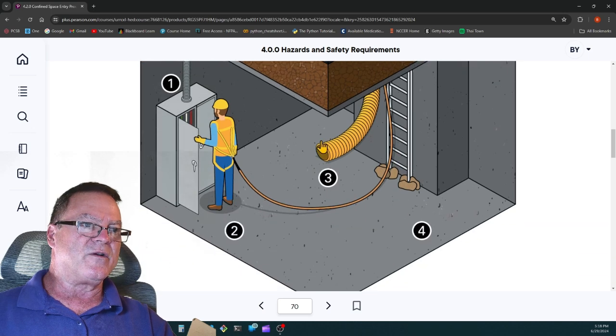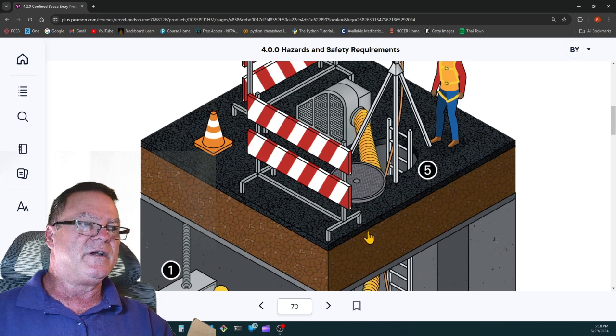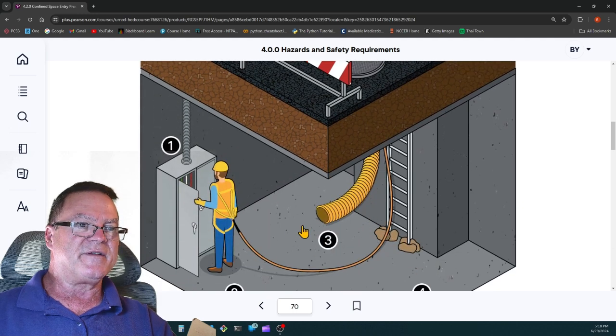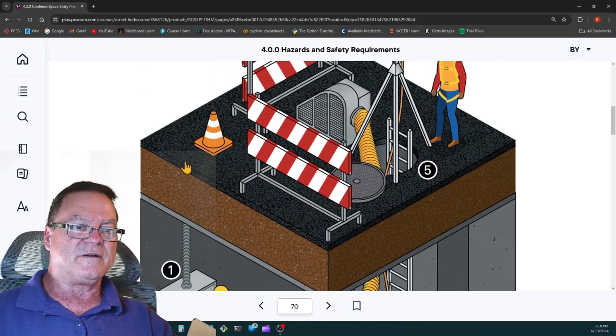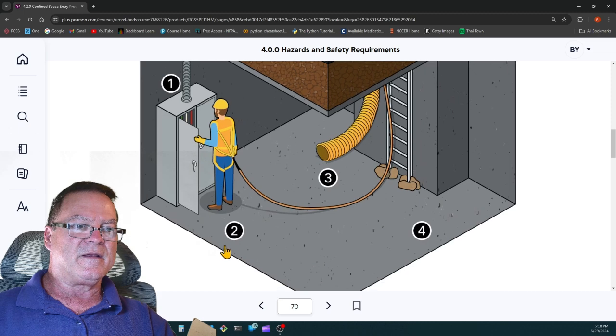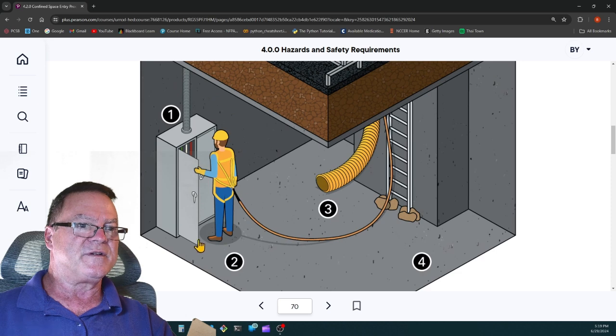Here's the ladder going into the manhole. This is supplying fresh air to the employee. So it's blowing fresh air down here. The cabinet is vented. Let's see what they say here. They show, okay, potential for electrical or explosive hazards, potential for entrapment or engulfment. That's inside of here.